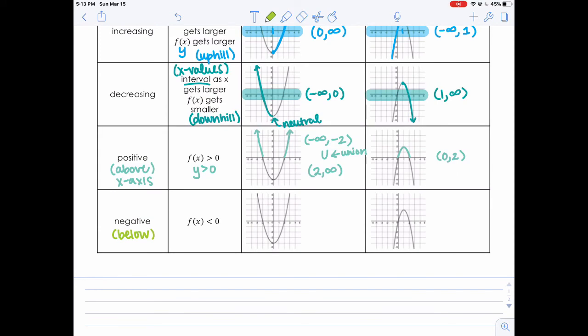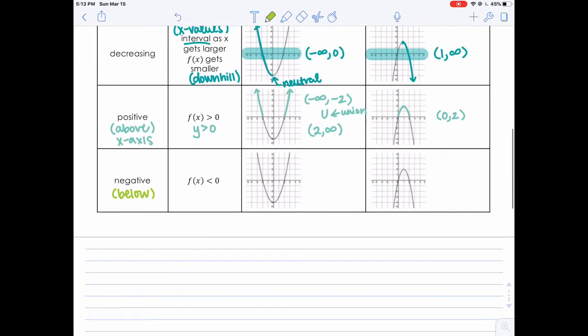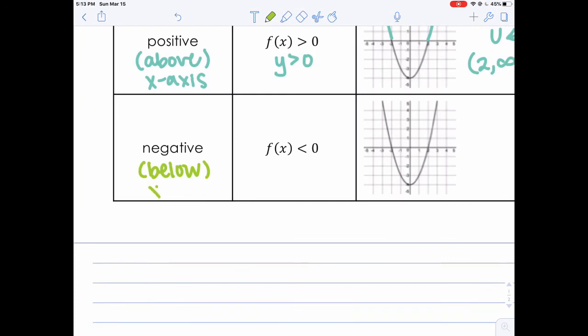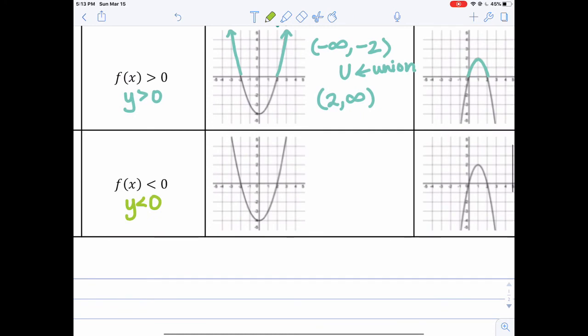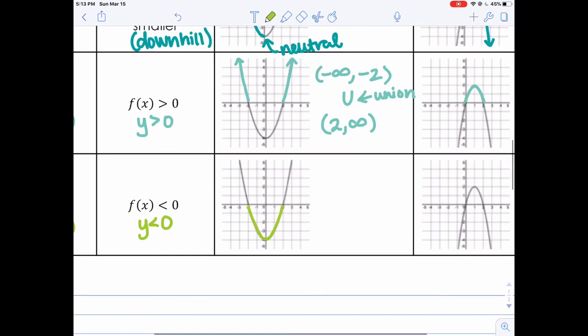Okay, last one is negative intervals, which are going to be below the x-axis. Okay, so these are all the intervals where y is less than 0. Not equal to, but strictly less than. So it is the opposite portion of the parabola if we are comparing it to our previous positive examples. So on this one, the bottom portion of my parabola from -2 to +2 is below the x-axis, or negative.